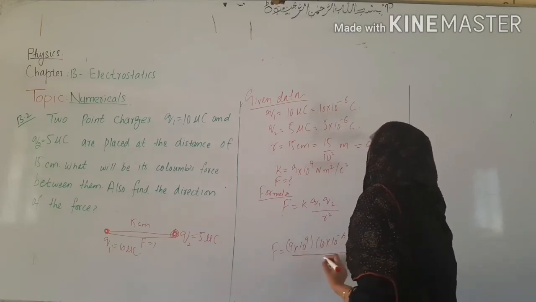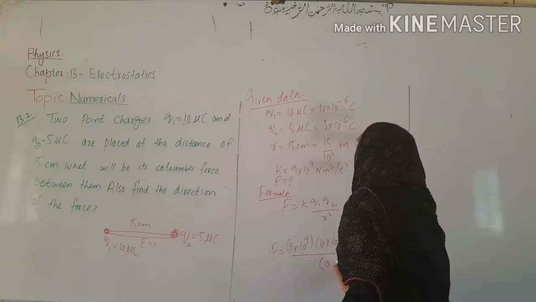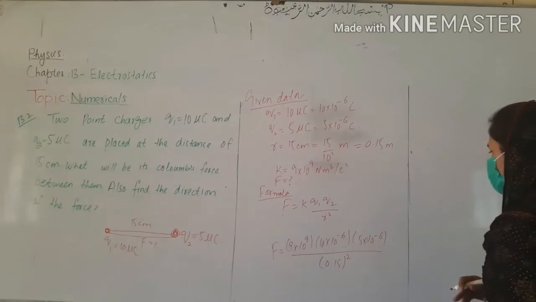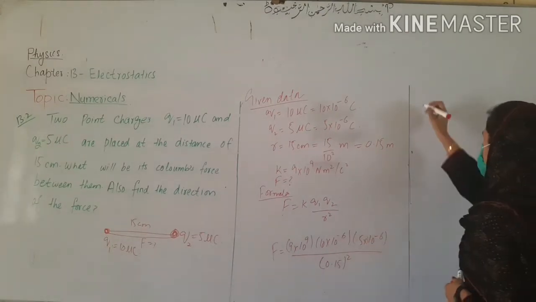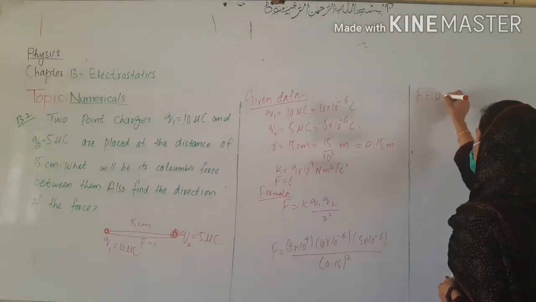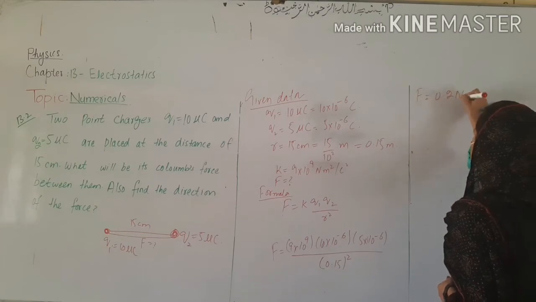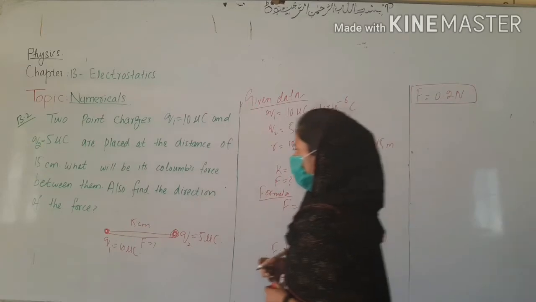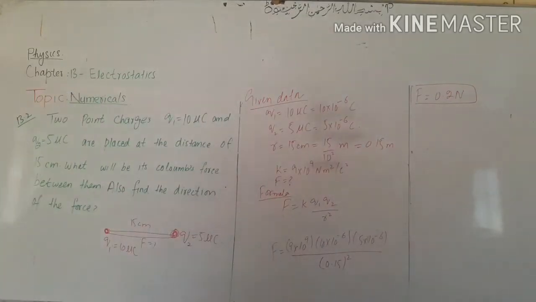divided by 0.15 into the whole power 2, according to the formula. By solving all this, we will have the value of F equal to 0.2 Newton. That is the first part of this numerical, that is the force we have to calculate. That will be equal to 0.2 Newton.